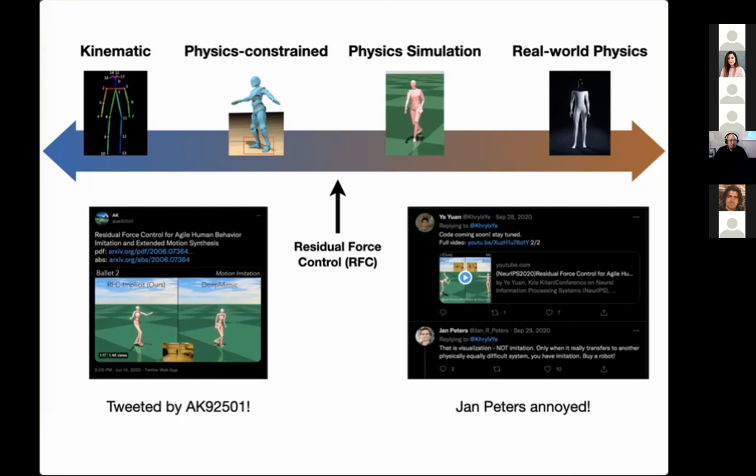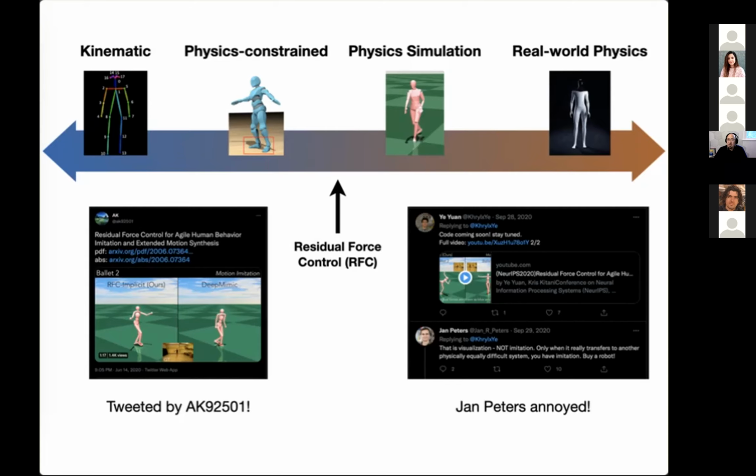I talked about this earlier. This is probably eventually where we need to go as people working in human behavior and motion modeling: our systems are going to be tested on whether they can actually imitate, and that imitation needs to happen on an equivalent physically difficult system.